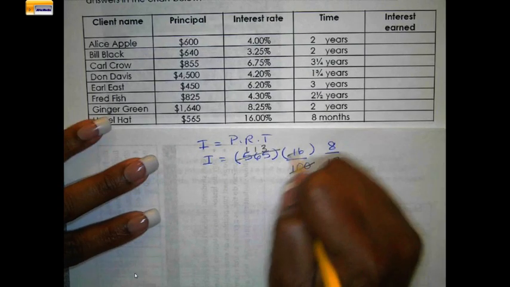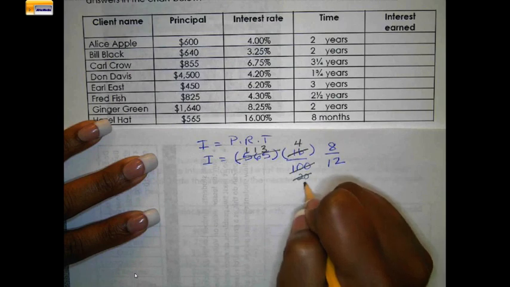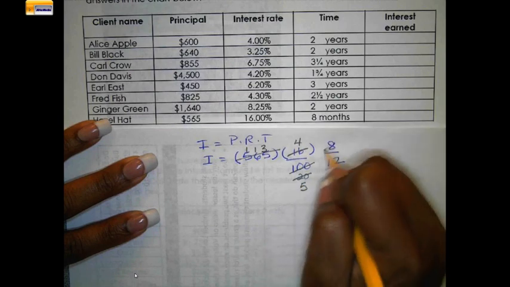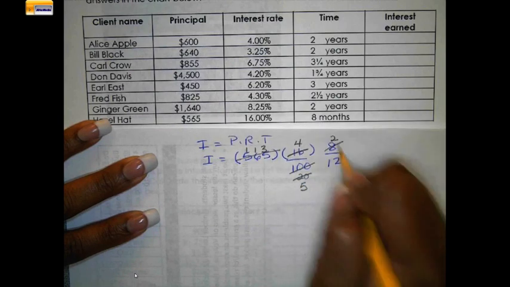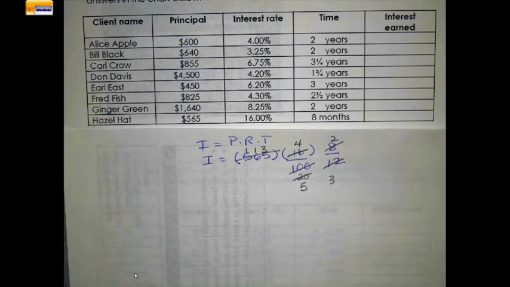4 goes into 16 4 times. 4 goes into 20 5 times. 4 goes into 8 2 times. And 4 goes into 12 3 times. And I think that's all I can reduce. I can't reduce anything else top and bottom by the same factor.